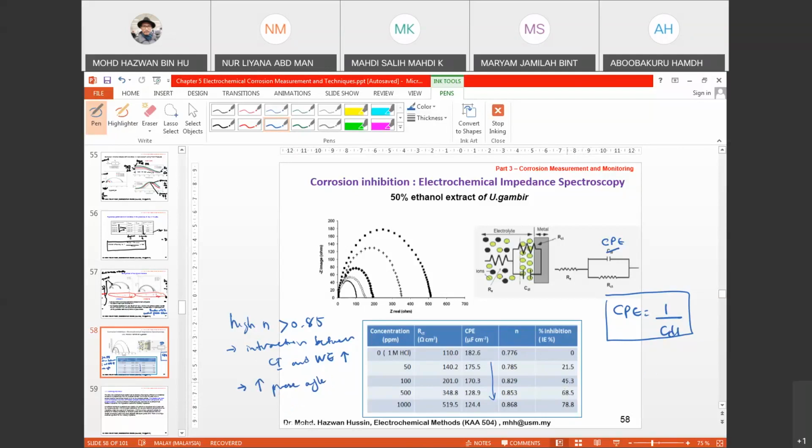I think, the previous formula. Any questions so far regarding this?